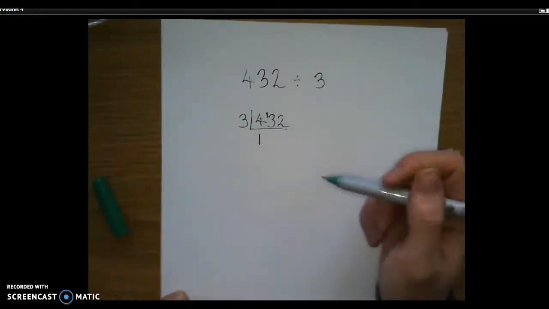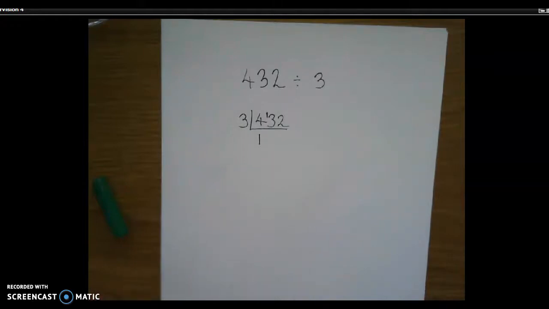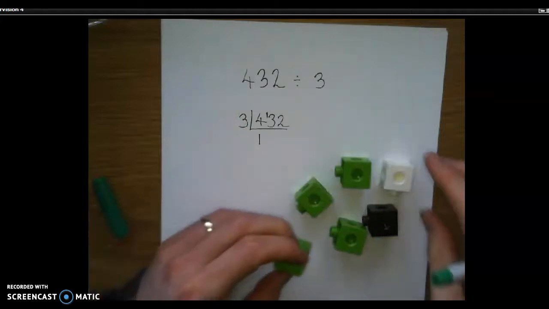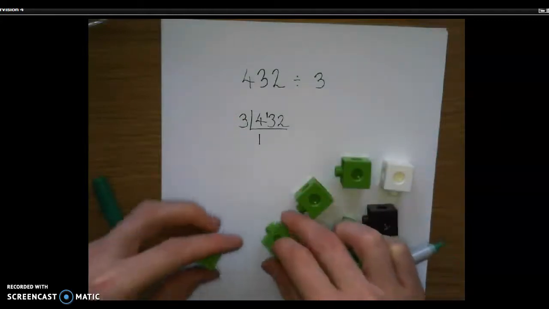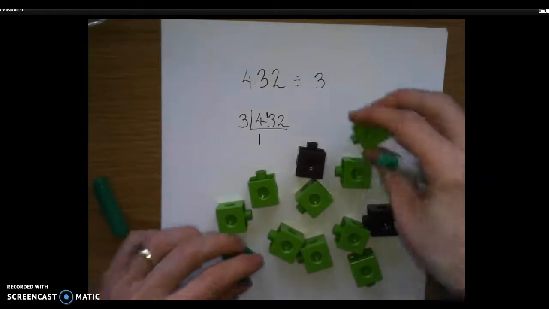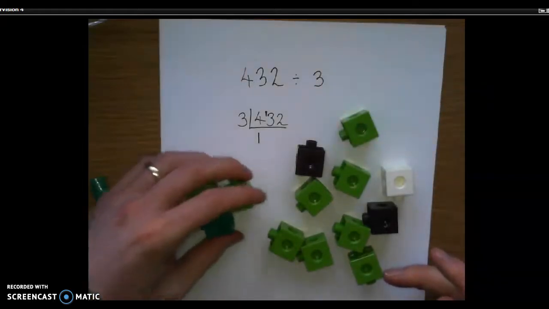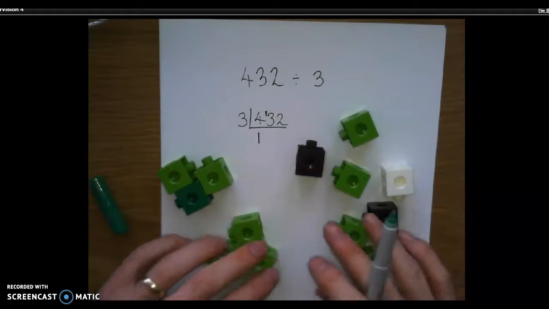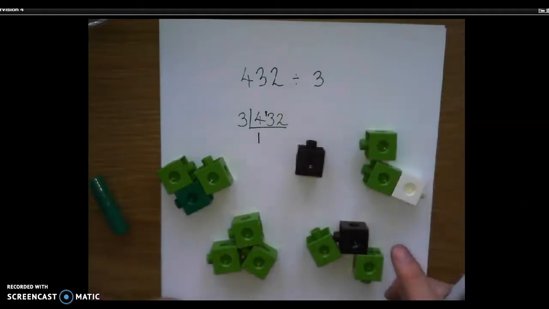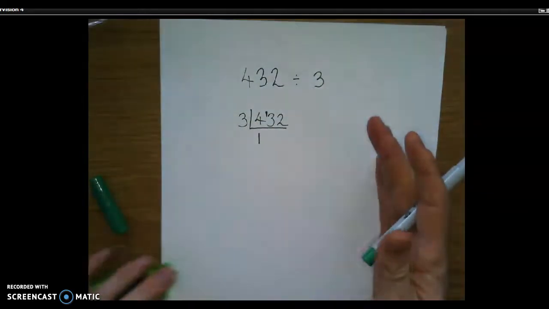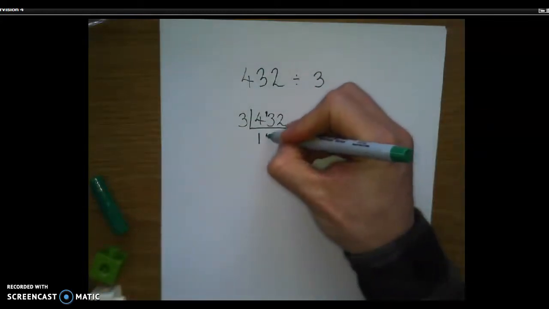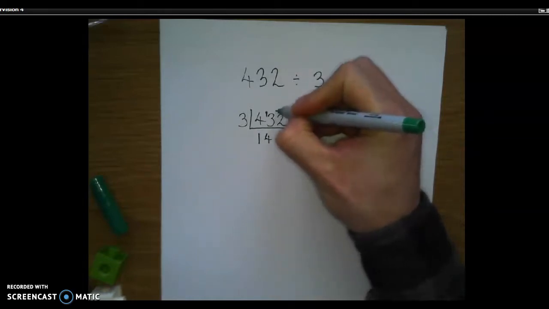3 goes into 13. I'll get my blocks, why not? 1, 2, 3, 4, 5, 6, 7, 8, 9, 10, 11, 12, 13. So 3 into 13 goes once, twice, 3 times, 4 times, with 1 left over. So 3 goes into 13, 4 times, because we know that 3 times 4 is 12. We know what the nearest one is. So 3 goes into 13, 4 times, with 1 left over.